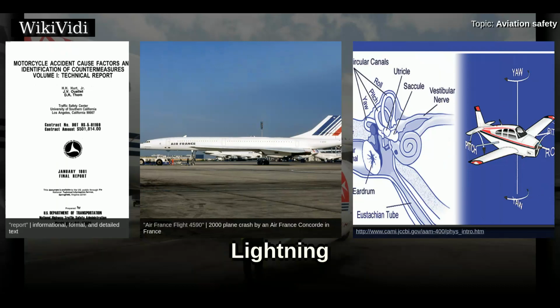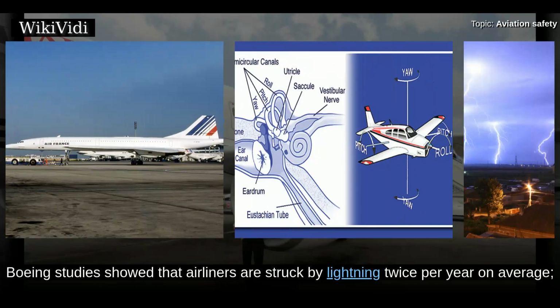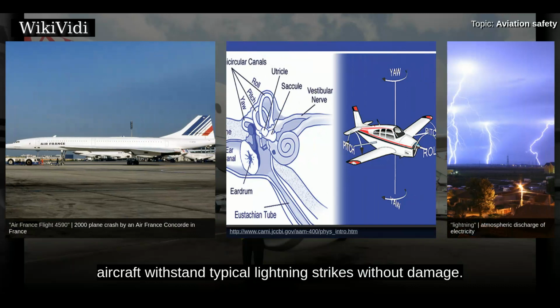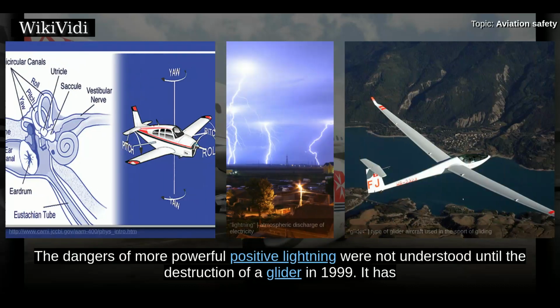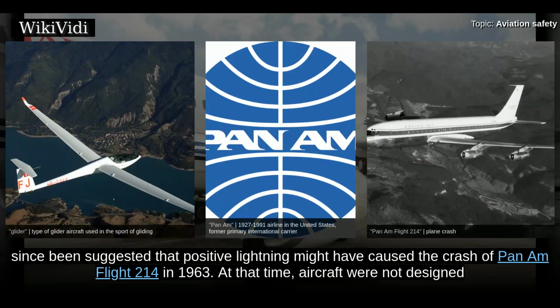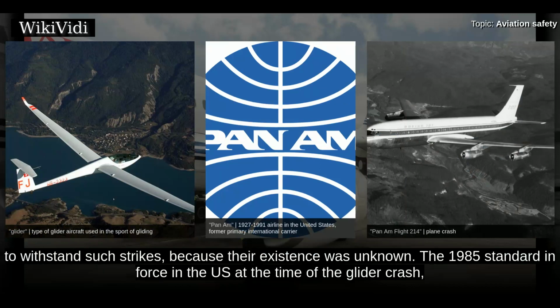Lightning. Boeing studies showed that airliners are struck by lightning twice per year on average. Aircraft withstand typical lightning strikes without damage. The dangers of more powerful positive lightning were not understood until the destruction of a glider in 1999. It has since been suggested that positive lightning might have caused the crash of Pan Am Flight 214 in 1963. At that time, aircraft were not designed to withstand such strikes, because their existence was unknown.